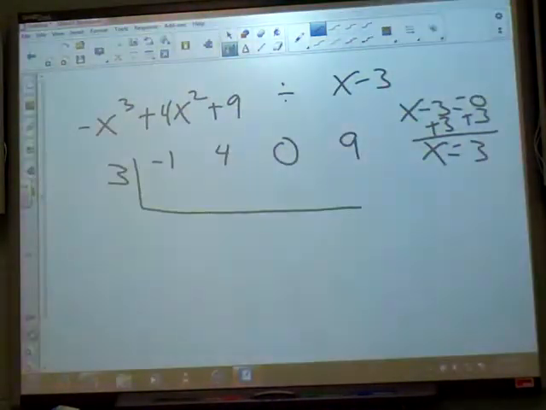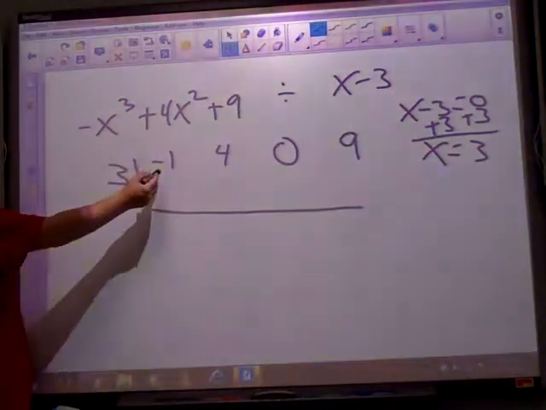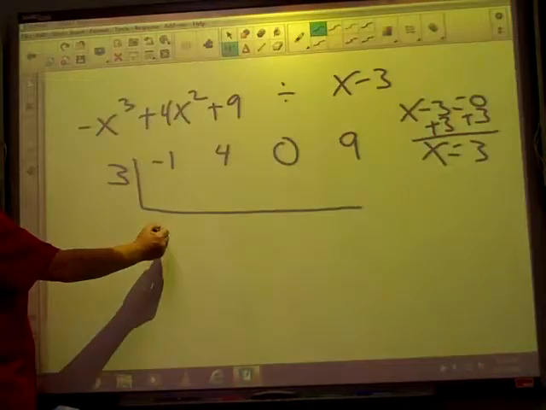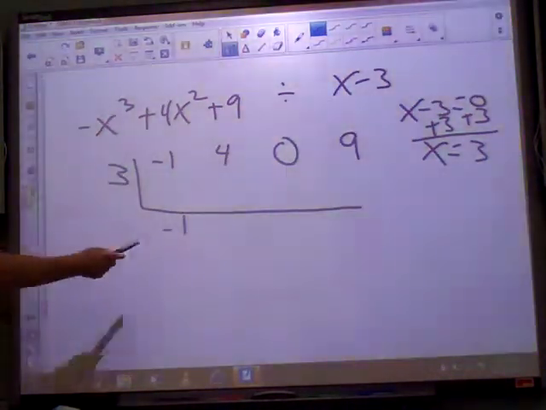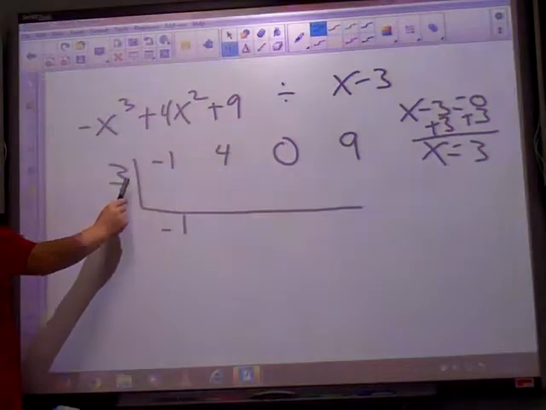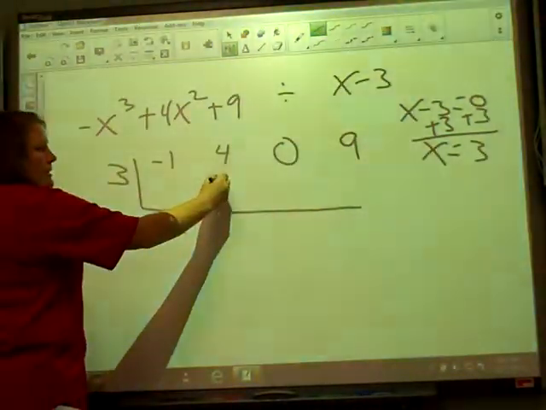I'm going to show you. Starts off by dropping the first number all the way down. Once you get that one down, your pattern now is multiply, add, multiply, add. That's what you do the whole way through. So I'm going to take negative 1, and I'm going to multiply it by 3.